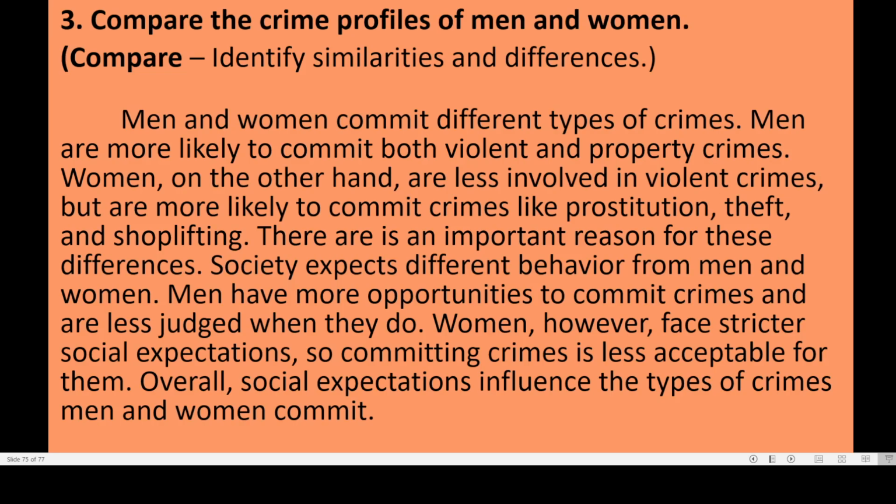Okay, compare the crime profiles of men and women. There's your topic sentence. Men and women commit different types of crime. Okay, that's good. I would like to see maybe an introduction sentence here. I think that would be better. And then you've got a summary of the paragraph right here at the end. Your concluding sentence is a summary.